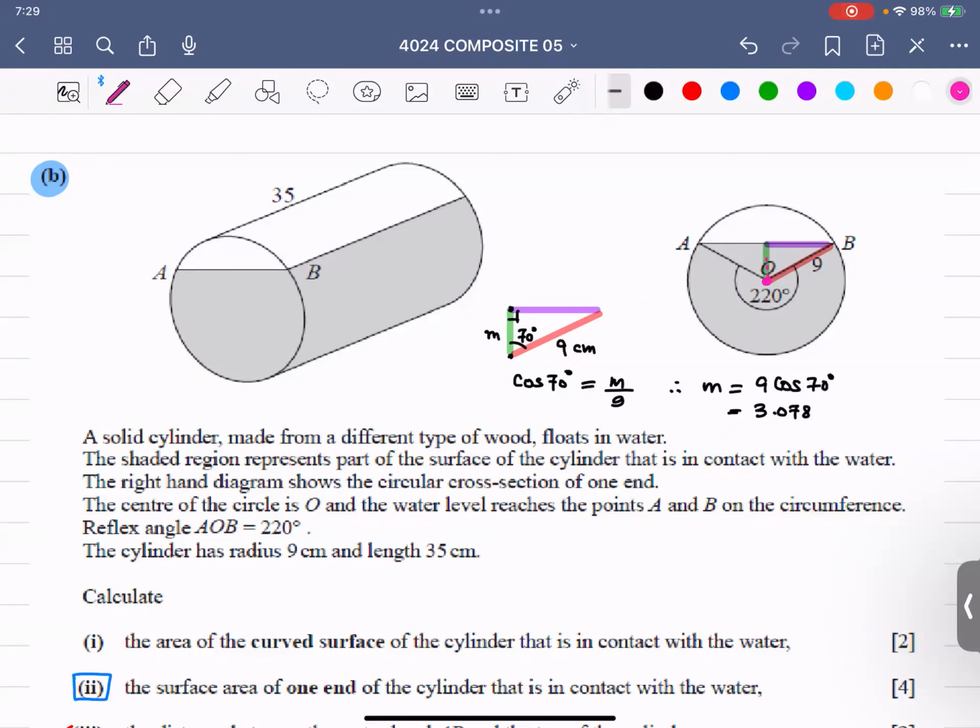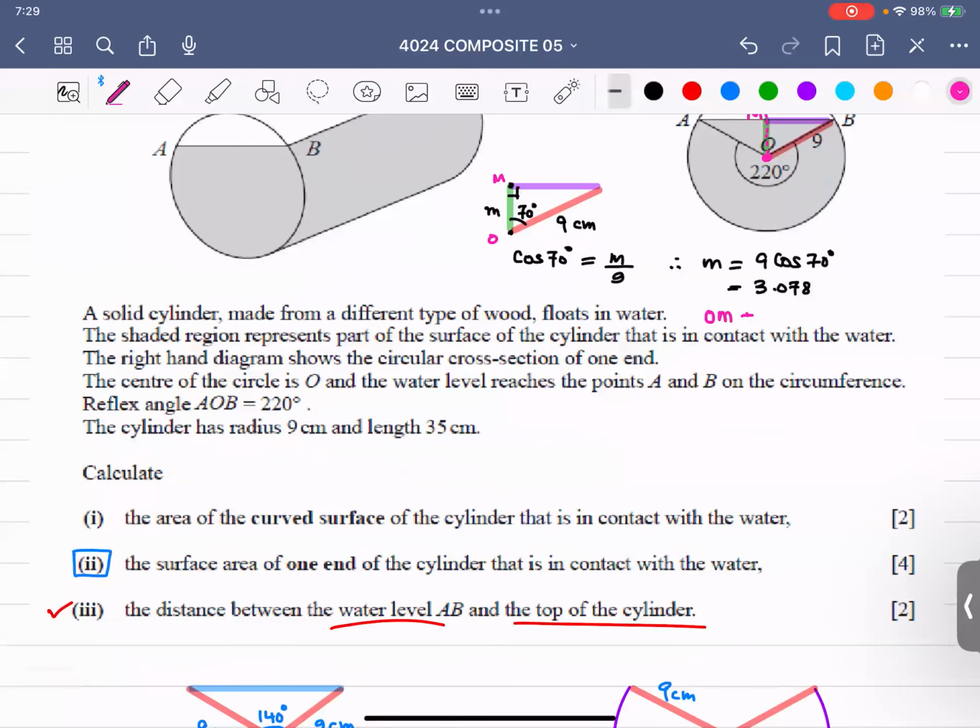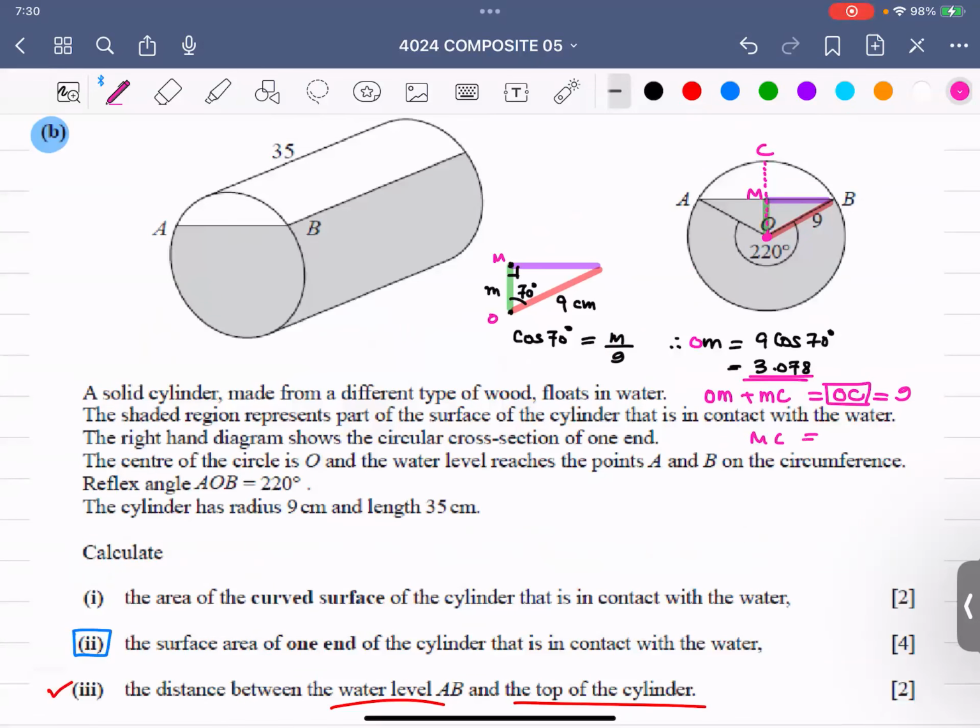So now I'm going this way, this way, this way, all the way here. Let me label this thing as C. And let me label this thing as M. So this is O, this is M. OM plus MC is OC. OC is the radius. This is 9 centimeter. And M is technically OM. That is 3.078. So therefore, MC is 9 minus 3.078.